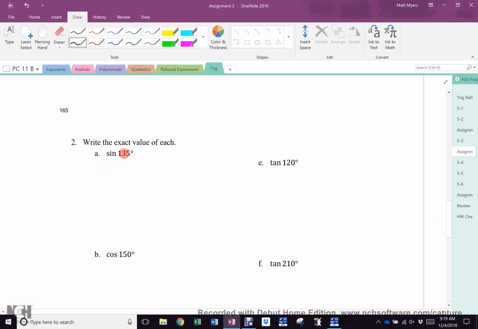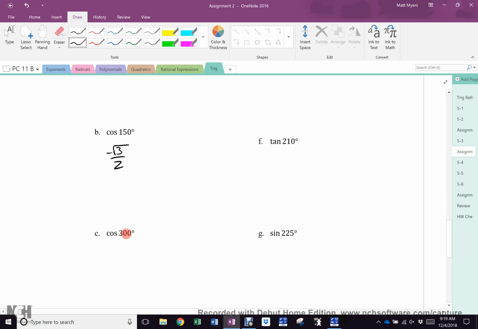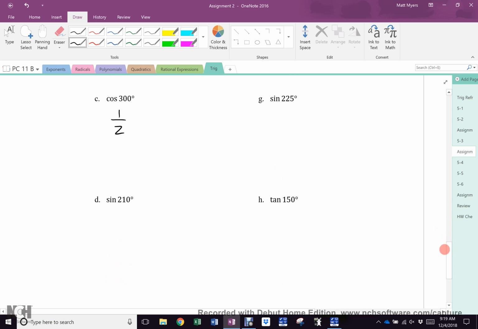That's a 45, right? Yes. So it's 1 over root 2. That's a 30, right? So it's negative root 3 over 2. That's a 60, yeah? Yes. So what is it? 1 over 2. And that's a 30, so it's negative 1 over 2. -1 over root 2.